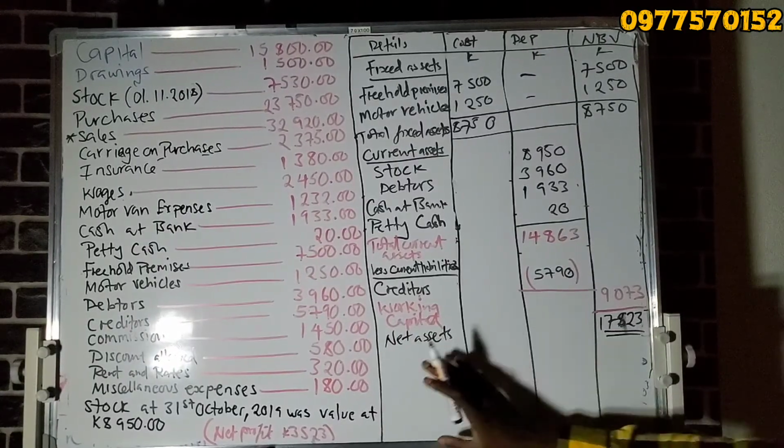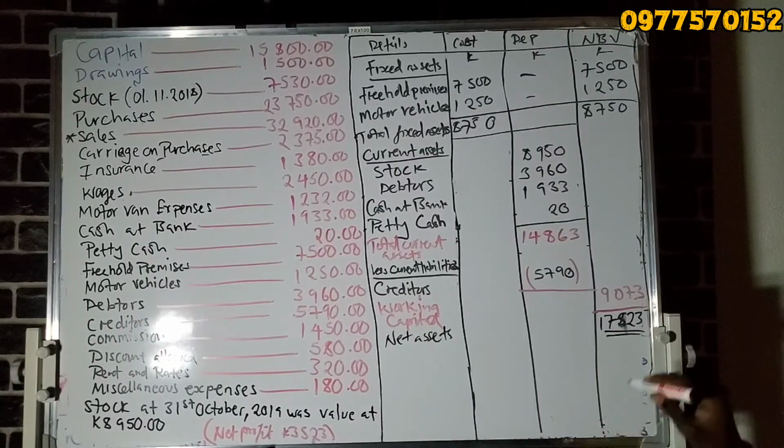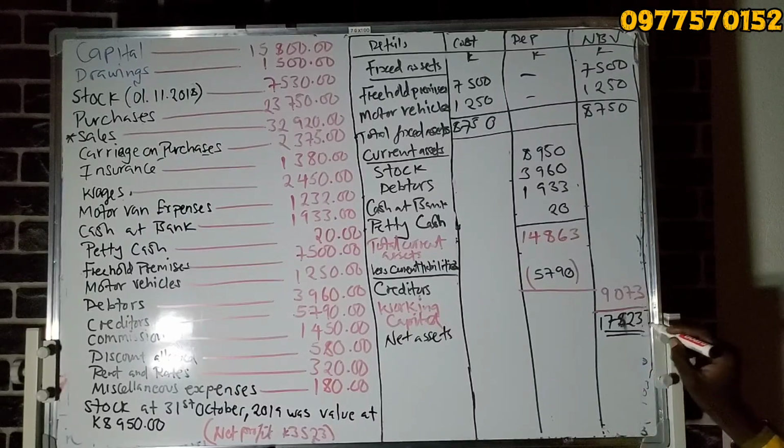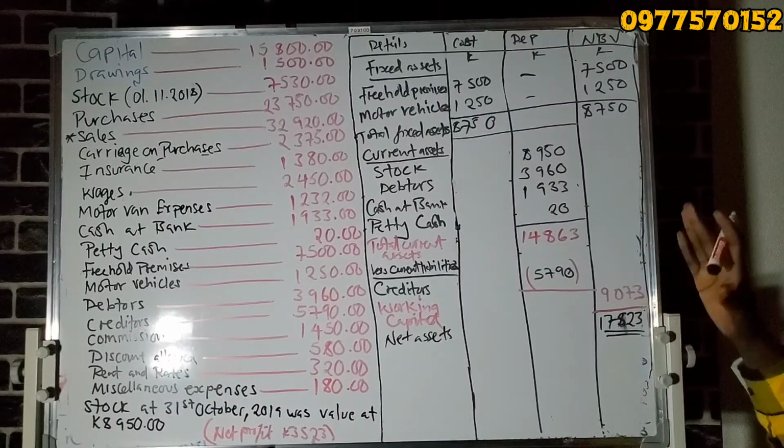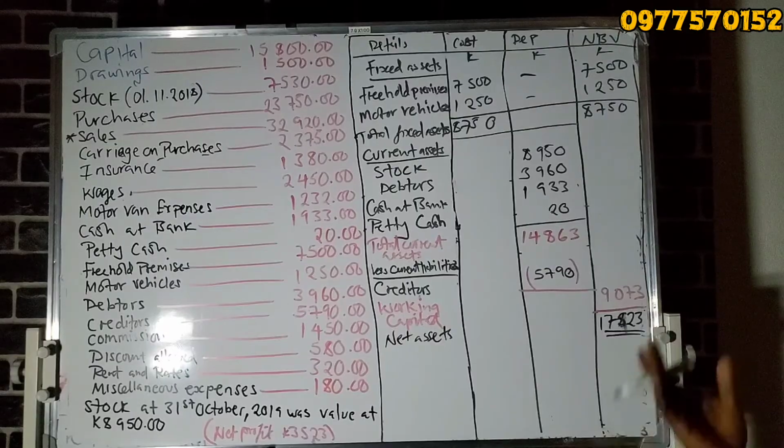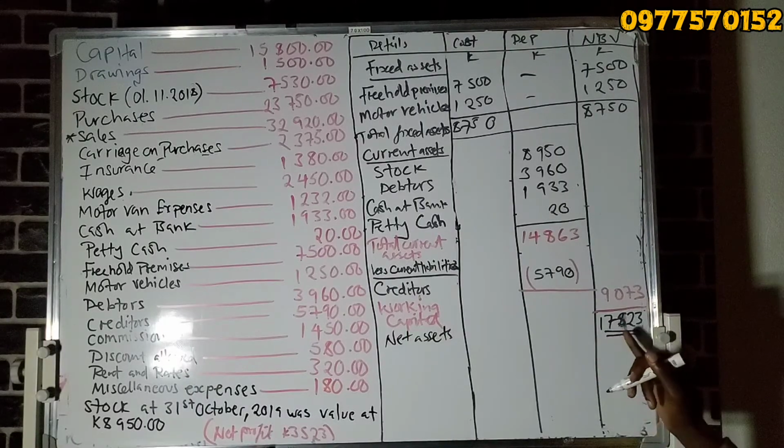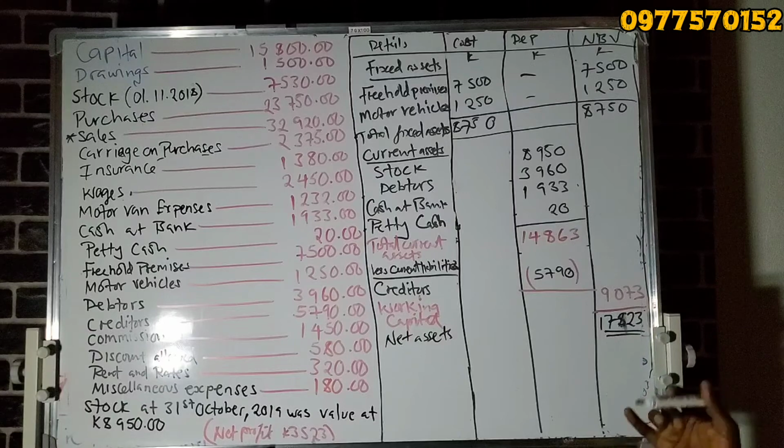Whatever we're going to do down here has to be equal to 17,823, or else it's wrong. There's somewhere maybe we've made a mistake. That's the reason why the balance sheet is called the balance sheet. It has to balance. So this 17,823 has to balance with what I'm going to write down here. Check how you balance the balance sheet.